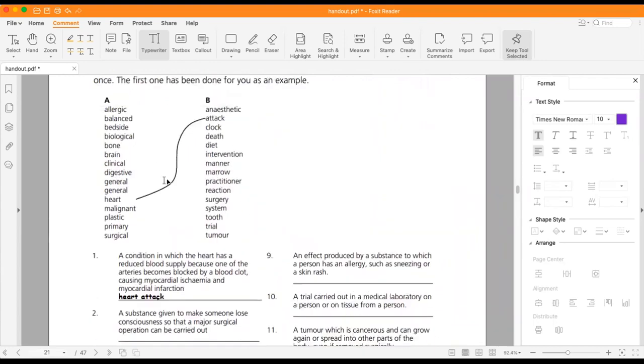Like, for example, we have here a heart attack, right? What is a heart attack? A heart attack is a condition in which the heart has a reduced blood supply because one of the arteries becomes blocked by a blood clot. What is the meaning of clot? Clot means mass or lump.